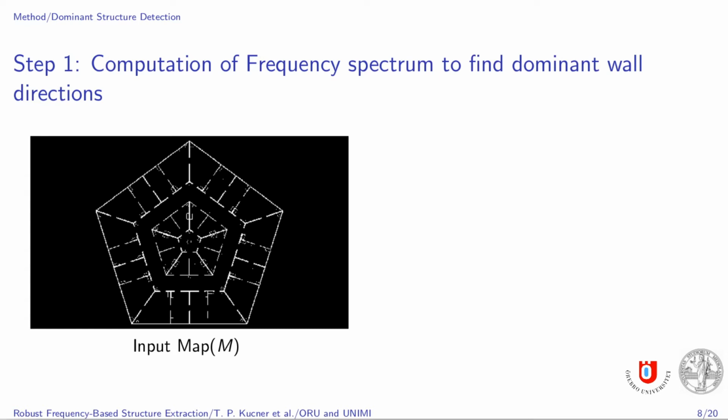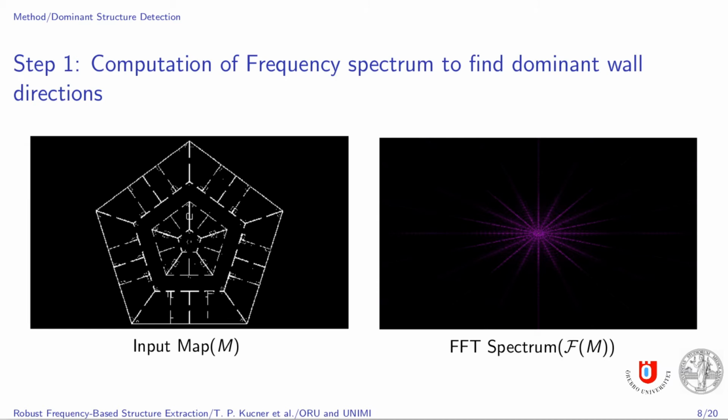ROSE operates on a 2D occupancy map. Here we can see an example input map containing walls aligned along multiple dominant directions, as well as some clutter. The first step is to compute the 2D Fourier transform of the input occupancy map. Here we can see a resulting frequency image of the map. We can see that there are lines which correspond with the dominant directions of the walls in the map.